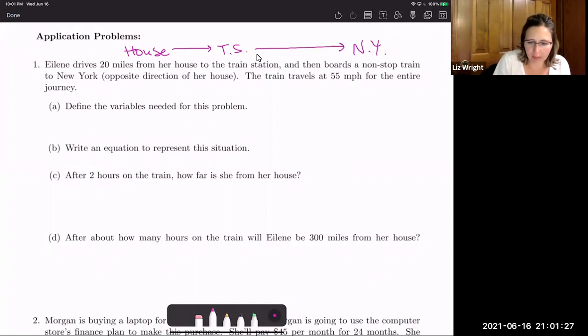Eileen drives 20 miles from her house to the train station, and then she boards the nonstop train to New York, and the train travels 55 miles per hour for the entire journey. So first, what we're asked to do is to define the variables. It says define the variables needed for this problem. And so what I want you guys to think about is, what would be along the X value?